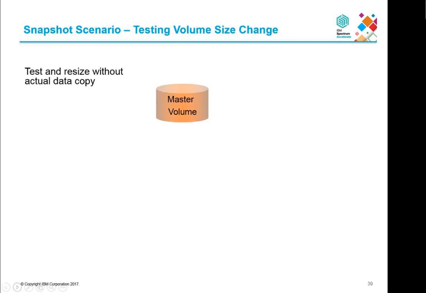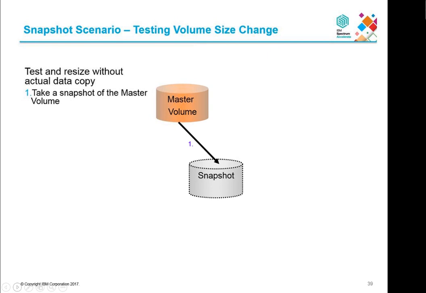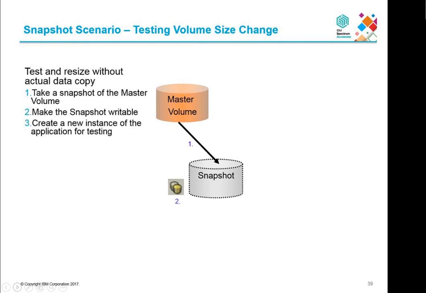And then just some scenarios. For the most part, volume size is okay from an operating system perspective, but there may be application implications of increasing the volume size. So let's say I don't know exactly how it's going to work, but I want to test it. I have my master volume running production data. I take a snapshot of that master volume. I make it writable. I create a new instance of the application and map it to that writable volume.